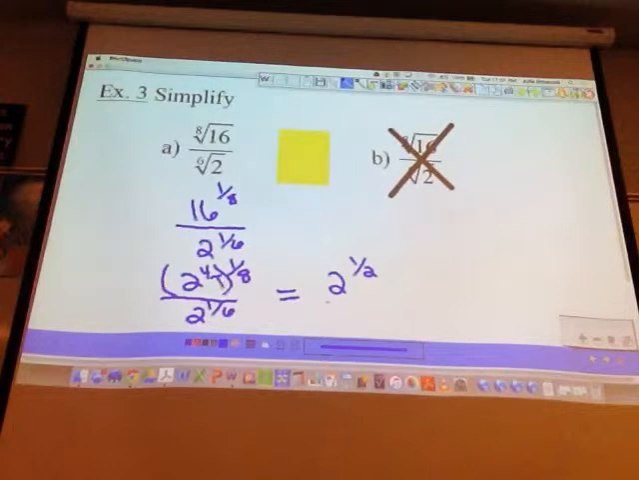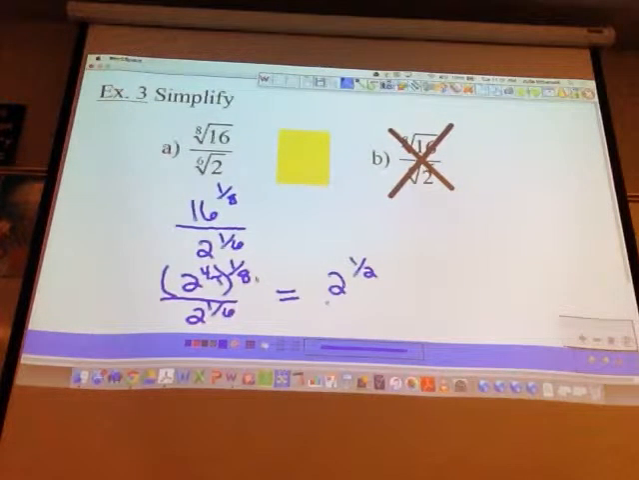4 over 1 times 1 over 8. Cancel the 4 and the 8, you get a 1 on top and 2 on the bottom.